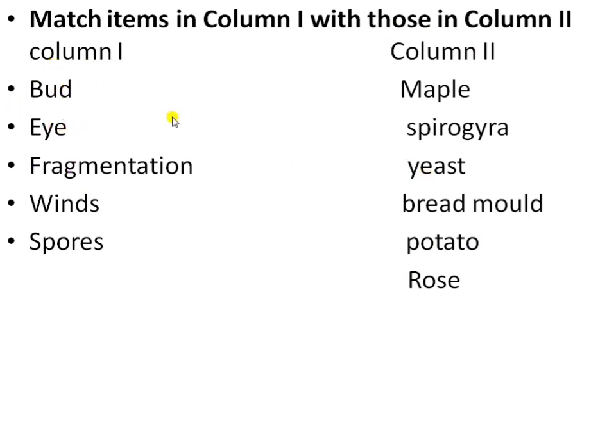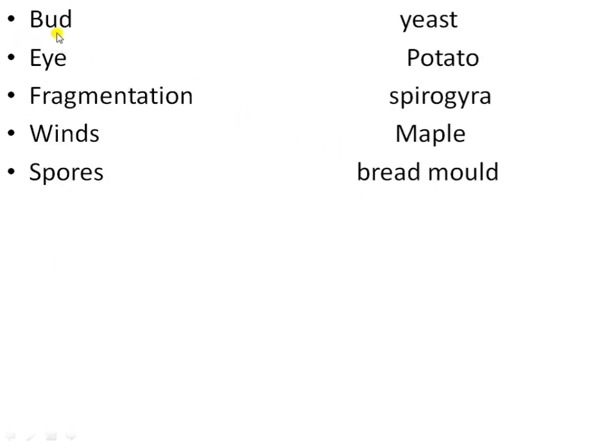Here on this potato, there are several scars present, that is eyes. Fragmentation occurs in Spirogyra. And winds is a dispersal agent, that is in maple. In spores, spore formation occurs in bread mold. This is the answer. Budding in yeast, eyes on potato.